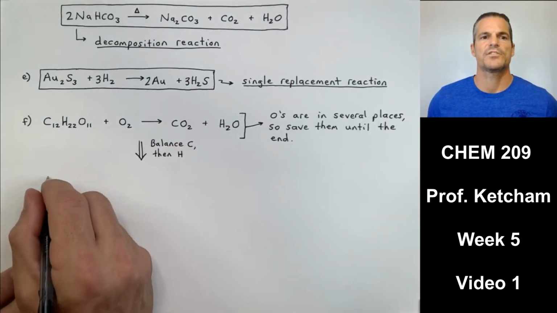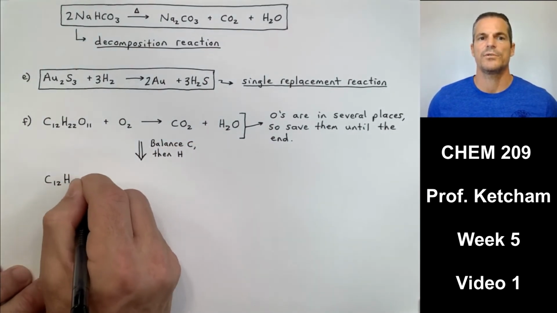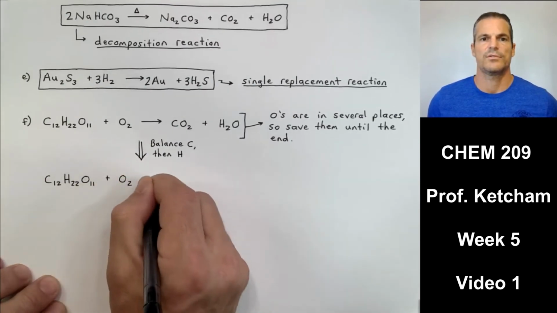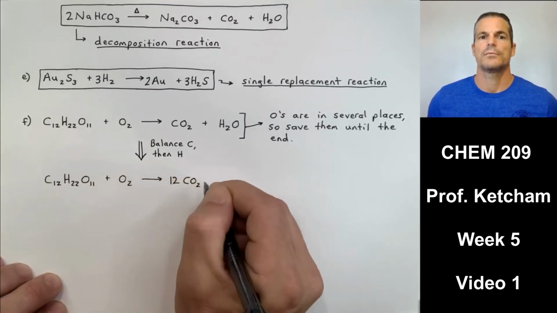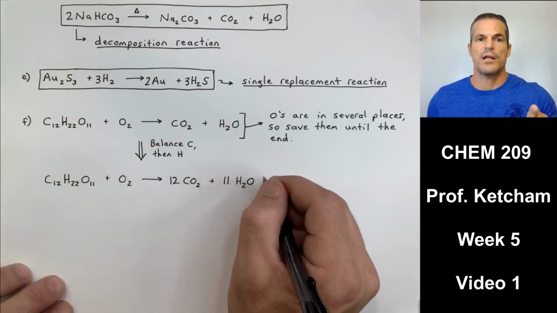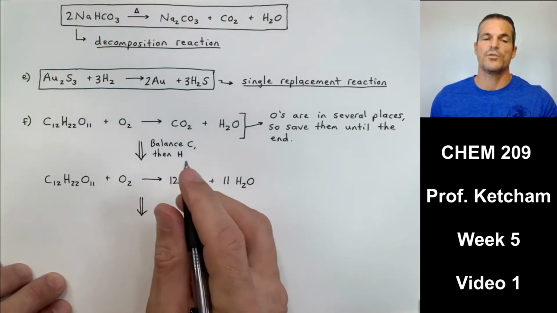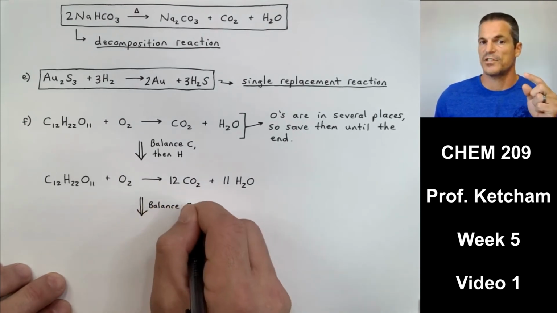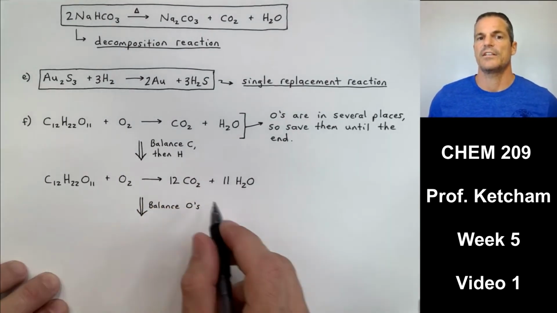So C12H22O11 plus O2 yields 12 CO2 plus H2O. And I recognize, so I balance the H's as well, right? So I have 22 H's on the left. That means I have to put a coefficient 11 in front of H2O.